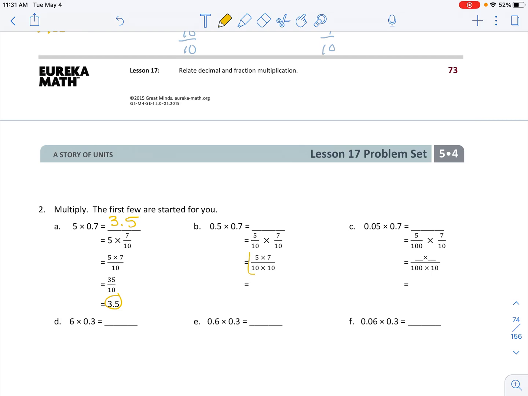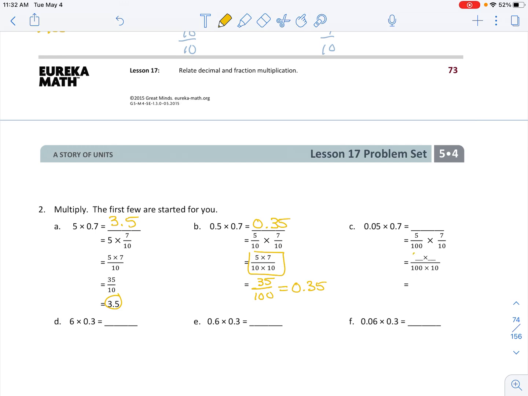Letter B, they already started here. We have 5 times 7 is 35. 10 times 10 is 100. So we get 35 hundredths. And again, if you need to, use your place value chart. This is the same as 0.35.